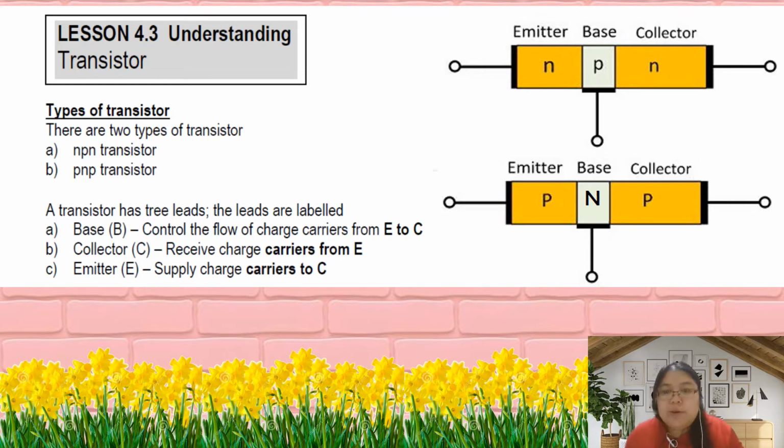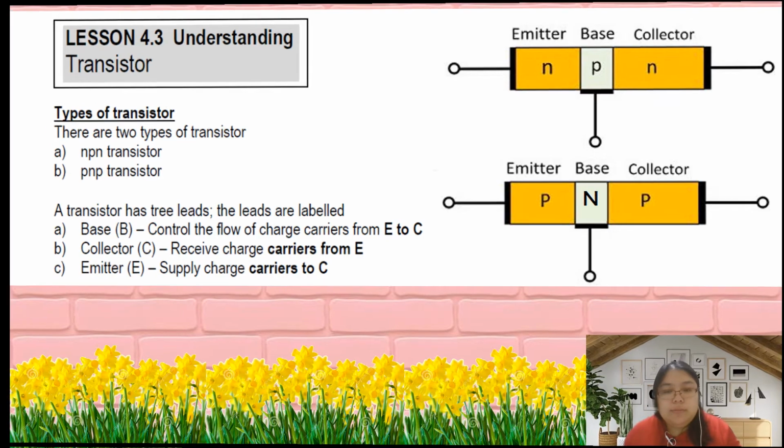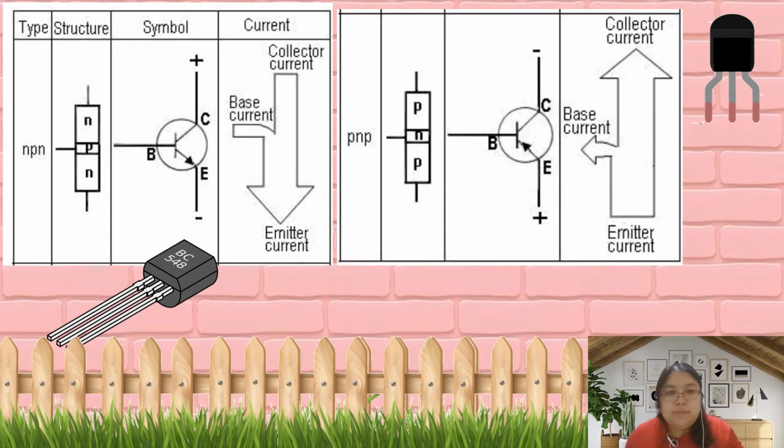Okay, then we go to the next one. This one is the structure, and also the symbol, how to draw it in the circuit. Let's see the first type, NPN. You see the center P becomes smaller. This one is the symbol. You draw one circle, then you draw this one as the base. After that, you've got an arrow. The arrow points down, so this one is the emitter. Then up, this one is the collector.